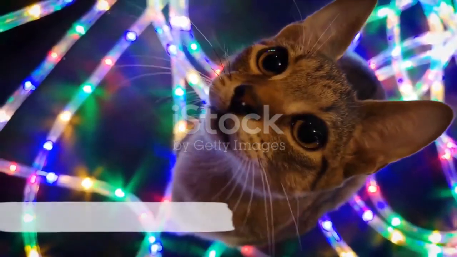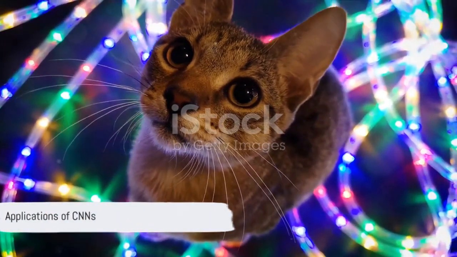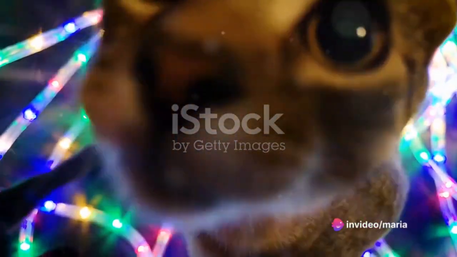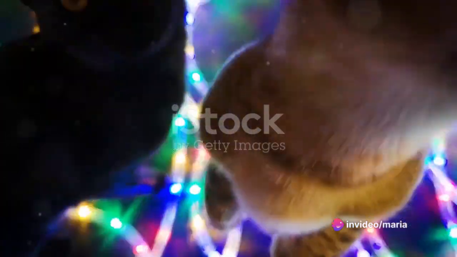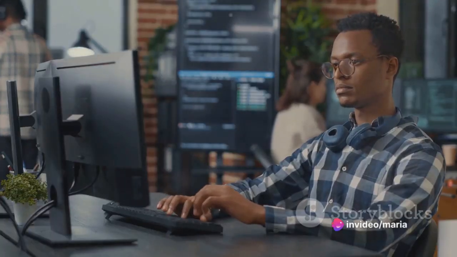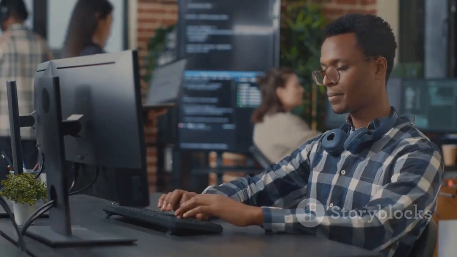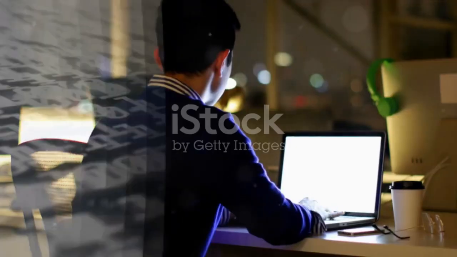Imagine providing the trained CNN with an image of a cat. The CNN processes the image and predicts that it belongs to the cat category with a high probability. This classification can be used for tasks like content filtering, image organization, or even automated image tagging.